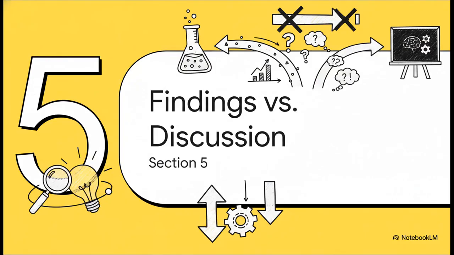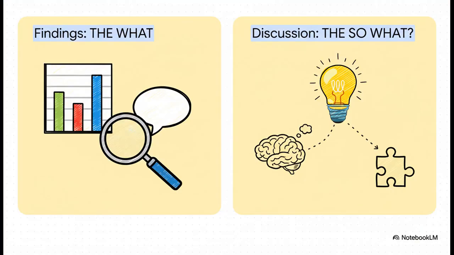All right, let's get to the real meat of the paper. And this is where a lot of people get tripped up, the difference between your findings and your discussion. But getting this right is absolutely crucial to telling a good research story. Just think of it like this. The findings section is simply the what. What did you find? You're just a reporter here, presenting the cold hard facts, the raw data. Direct quotes, numbers, statistics, no opinions, no interpretation, just the facts.